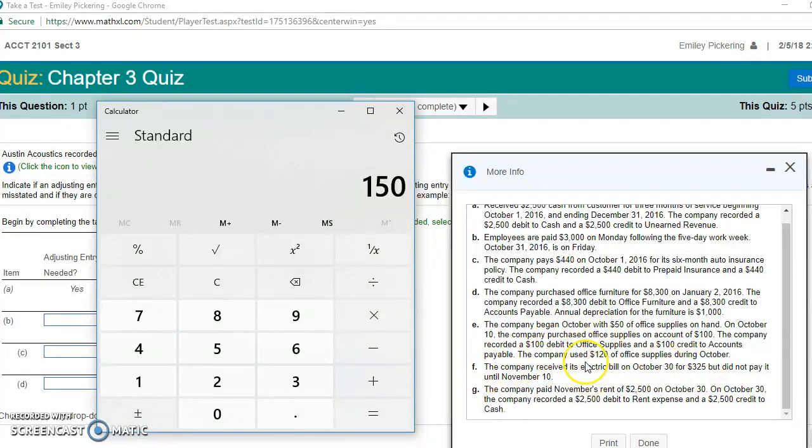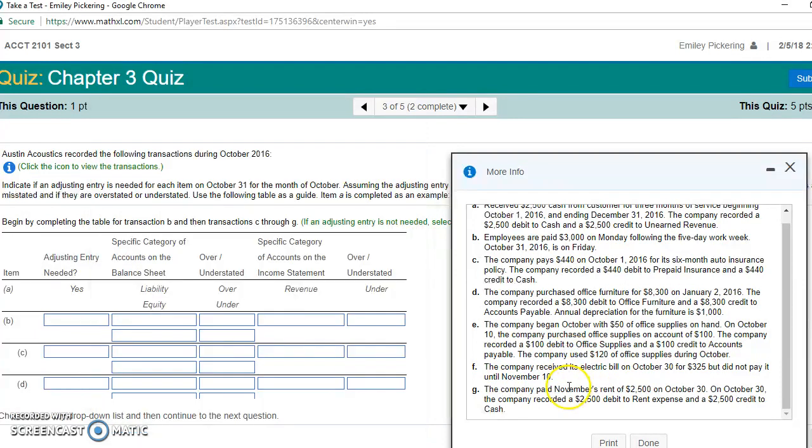So, excuse me, I don't need to figure out how much I used. I'm just going to go ahead and lower my office supplies with a credit and increase my office supply expense, which decreases my equity, with a debit of $120.